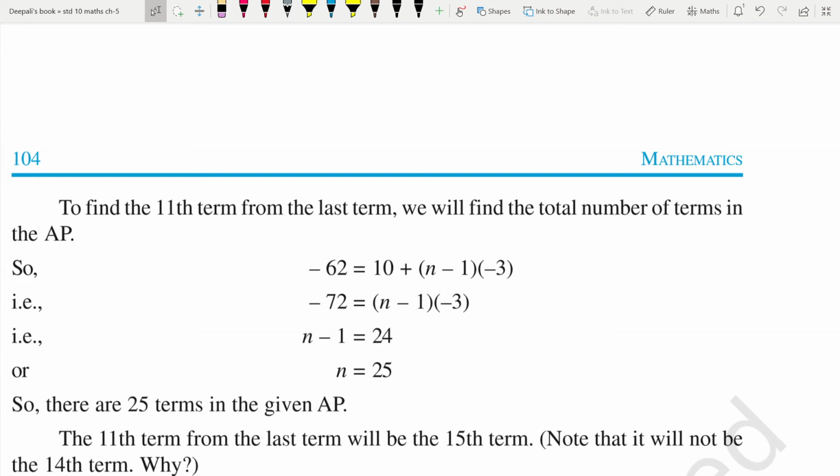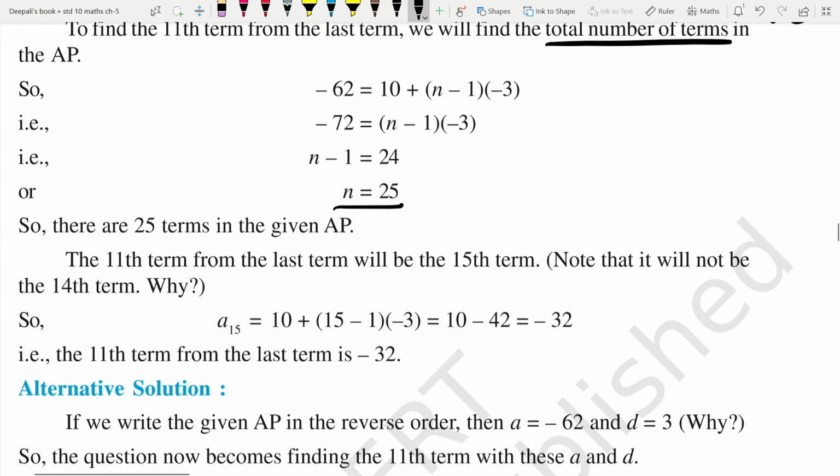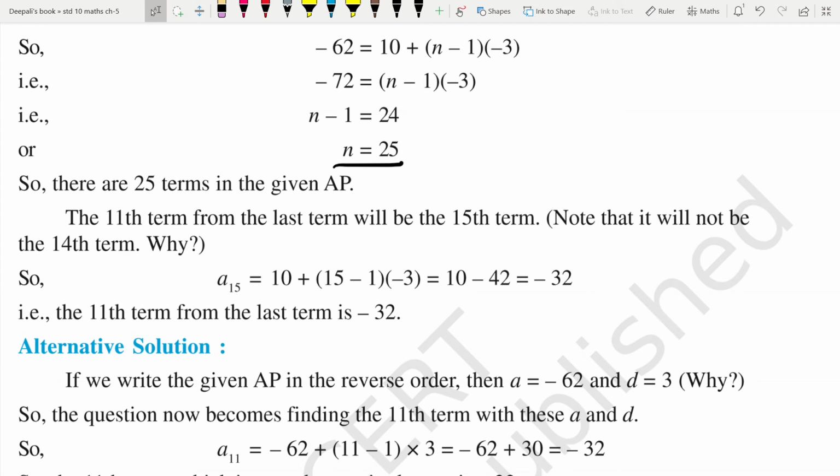terms in the AP. Total number of terms in the AP means you are finding n. So minus 62 is equal to 10 plus (n minus 1) times minus 3, that is minus 72 is equal to (n minus 1) times minus 3. So n minus 1 is 24, n is 25. So there are 25 terms in the given AP. The 11th term from the last term will be the 15th term. Note that it will not be the 14th term. Why? A15 is 10 plus (15 minus 1) times minus 3, that is minus 32. So the 11th term from the last will be minus 32.